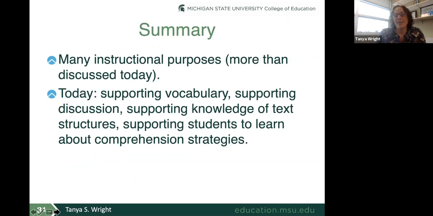If you look at the text for essential instructional practice number 2, it's very long and has lots of different things we can teach during read-alouds. We talked about supporting vocabulary, supporting discussion, and supporting text comprehension through teaching comprehension strategies today. But of course, we can also teach kids about print and how it works. And we can teach kids about the different structures of texts. We can support kids' knowledge, especially aligned with our content area learning. So there's so much to teach.